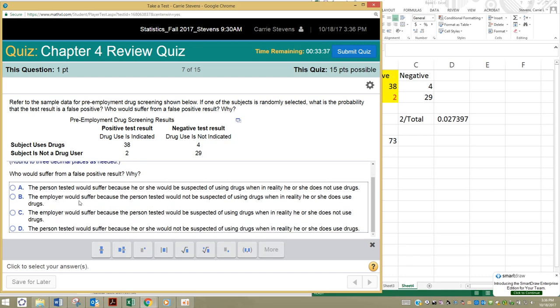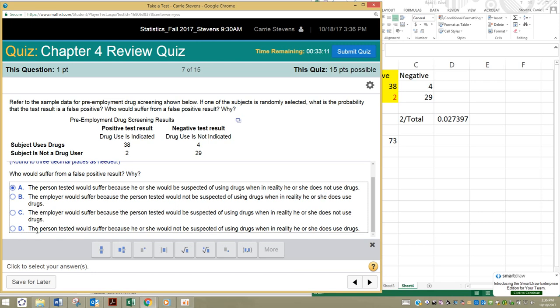Who would suffer from a false positive? Okay, obviously somebody who's really not using drugs and doesn't get the job because the test falsely says they were using drugs. Obviously that type of person would be suffering. So the person tested would suffer. Okay, that's a good start, because they would be suspected of using drugs when in reality they were not using drugs. Okay, that's the one.